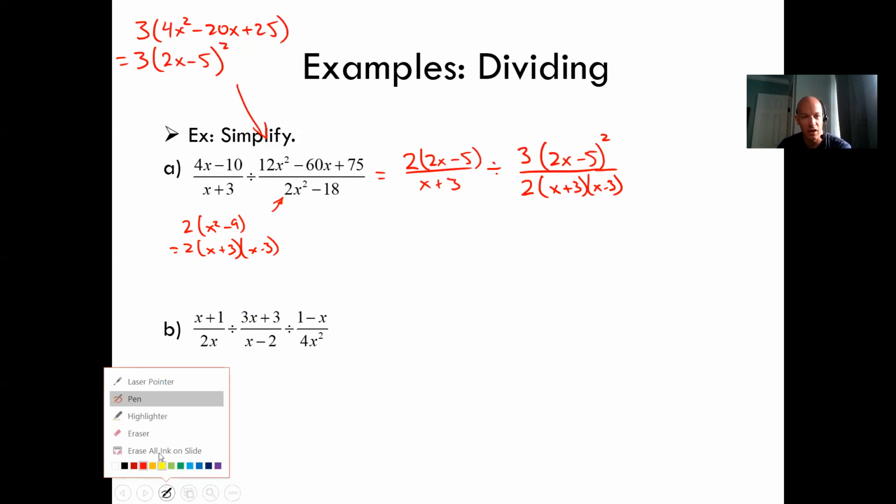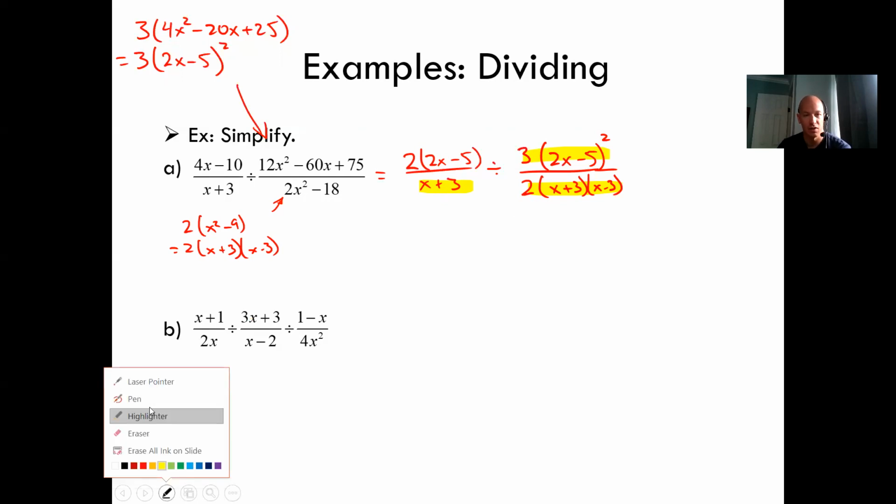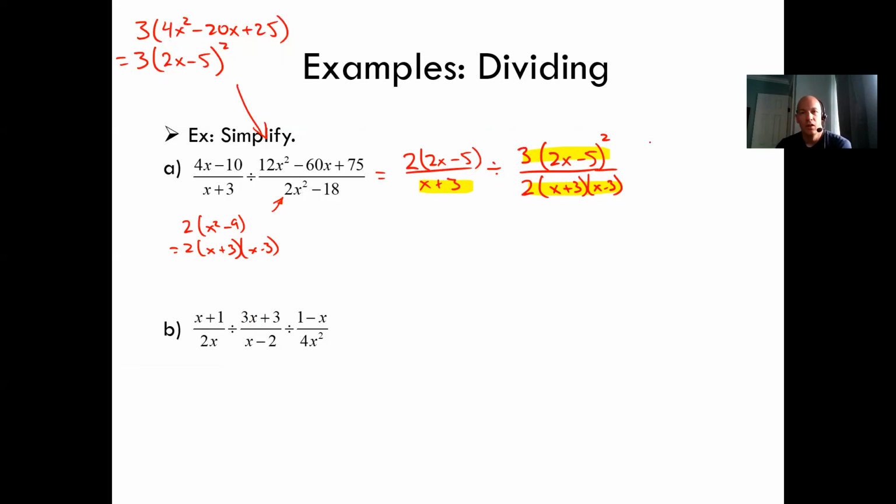Okay, so what I'm going to do here is I'm now going to find my non-permissible values. Again, I'm going to highlight all the places where we had to be looking. You have to look at the denominators of everything and the numerator of the division guy, the divisor if you want to sound fancy.